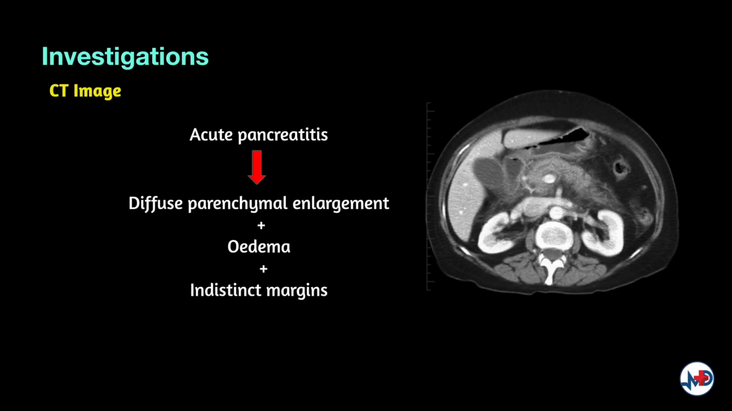Let's take a minute and look at this scan. This is a CT image from a patient with acute pancreatitis. Note the diffuse parenchymal enlargement with edema and indistinct margins, which are one of the hallmark characteristics of acute pancreatitis.